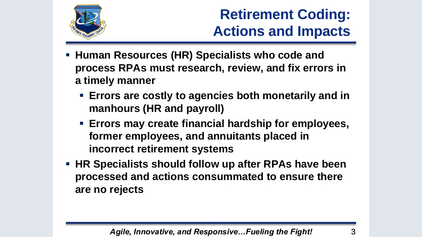First, we will look at some of the retirement coding actions and impacts. Human resource specialists who code and process RPAs must research, review, and fix errors in a timely manner. Errors are costly to agencies both monetarily and in man-hours, for HR as well as the DFAS payroll office. Errors may create financial hardship for the employees, former employees, and annuitants placed in the incorrect retirement systems. Like the law enforcement officer who wanted to retire but couldn't because he hadn't paid in enough money to the retirement system as a law enforcement officer. His retirement code was incorrect.